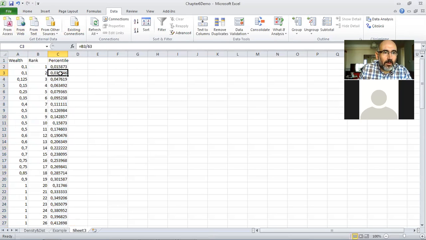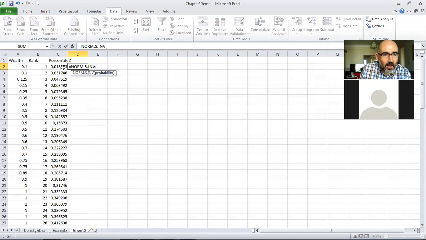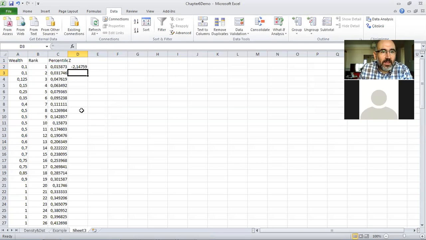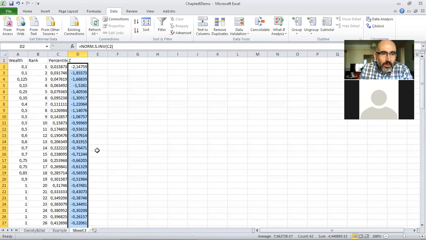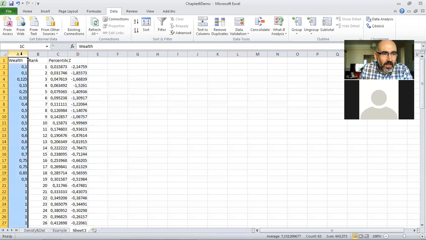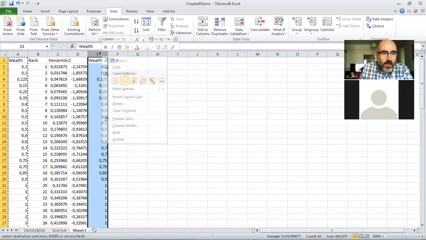Okay, I think that's good. So now let's get the z. For this I need to use the NORM.S.INV function, and I will use the percentile. So this will give me the z. Now this would be enough for me to construct the z table. I just want to drag this over here one more time.